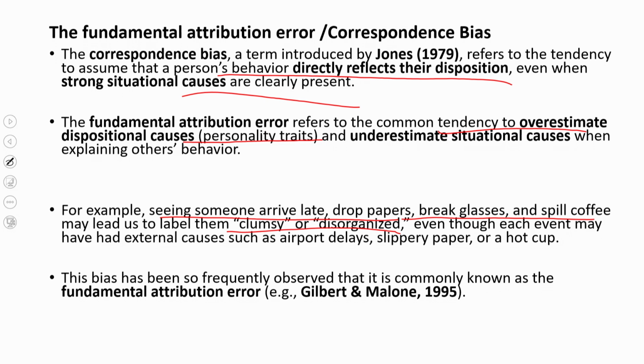But we do not see that even for all of these causes there may be external reasons. Person may be late because of sudden delays in the road and traffic. There might be reasons like slippery papers and hot cups and so on. We generally ignore those factors and immediately jump to the personal characterization of the person. So, that is called fundamental attributional error. This is so frequent that people call it a fundamental attributional bias.